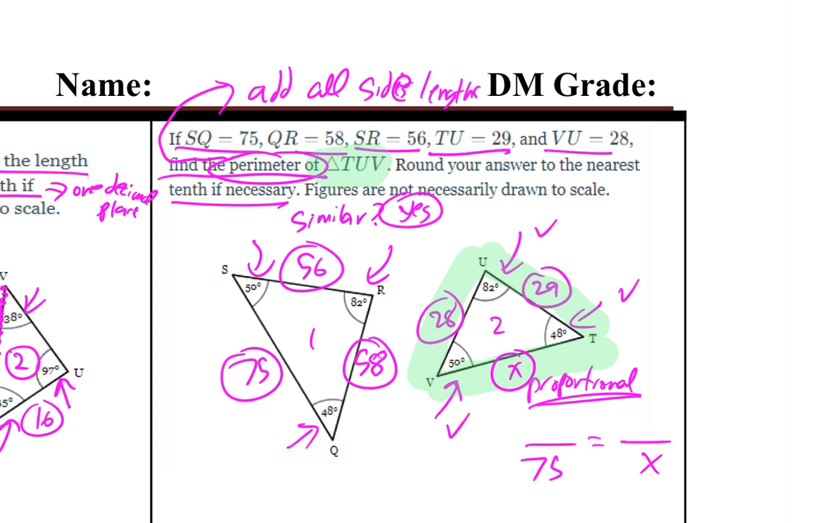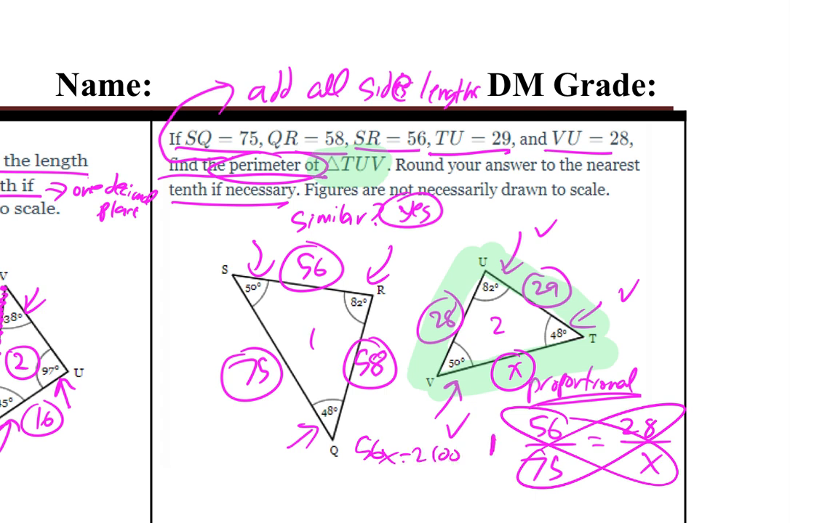Say we did the 28. 28 is between 50 and 82. Between 50 and 82 is 56, so we put 56 right over there. So that makes sense. Now we're just going to cross multiply. That gives us 56x equals 75 times 28, which is 2100.